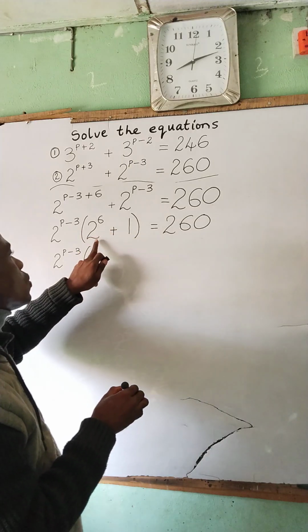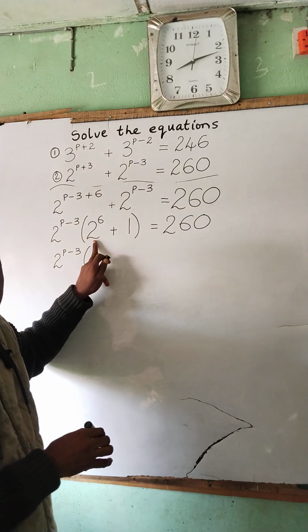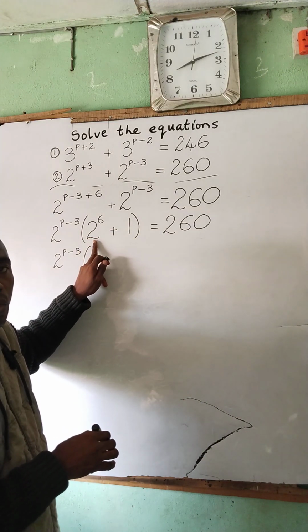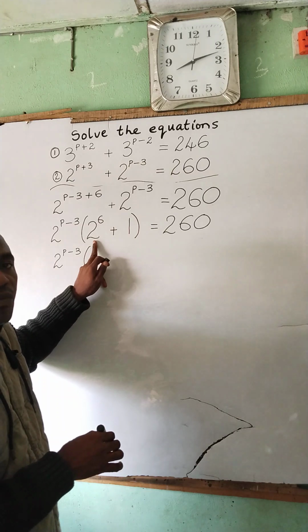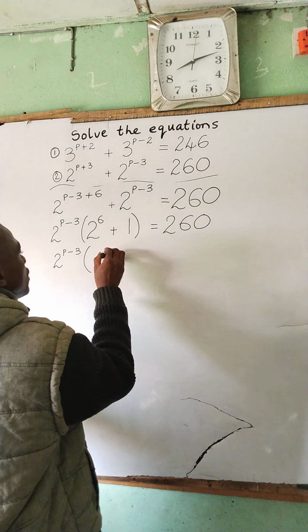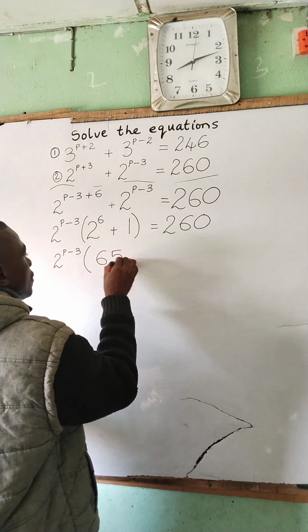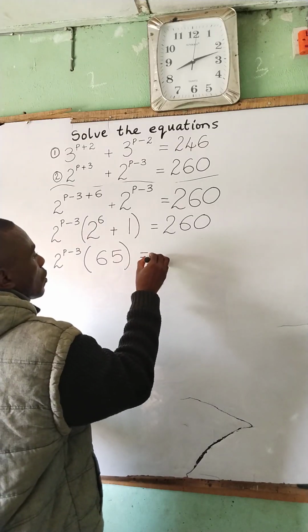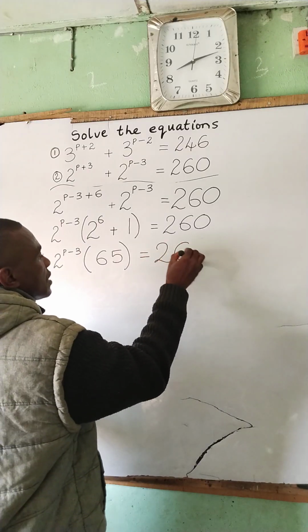Now, what this means is 2 to power p minus 3, then bracket open, 2 to power 6 means 2 multiplying itself six times, which is 64, plus 1, it will give us 65, which is equal to 260.